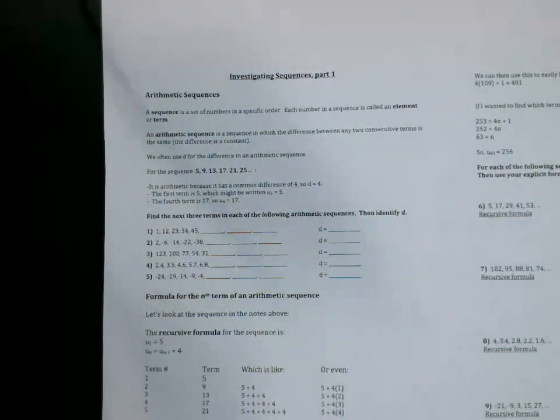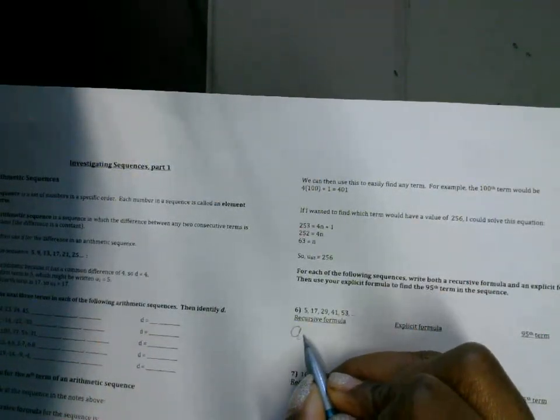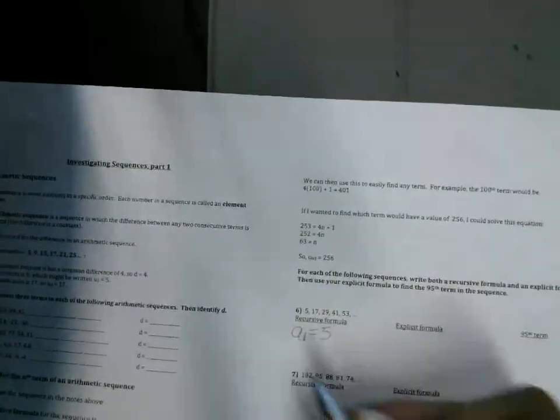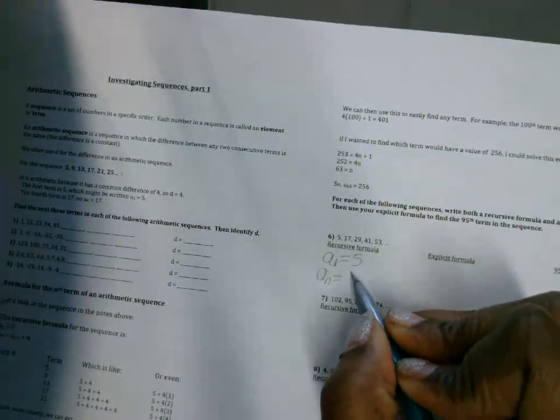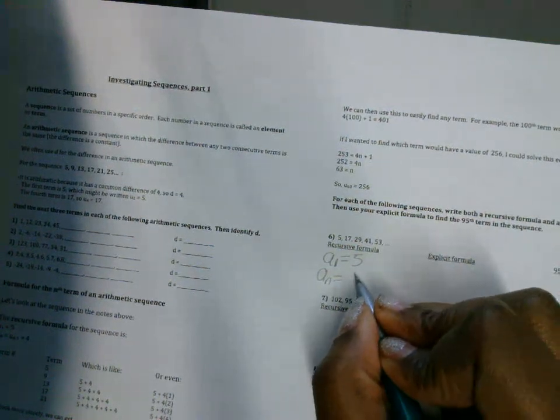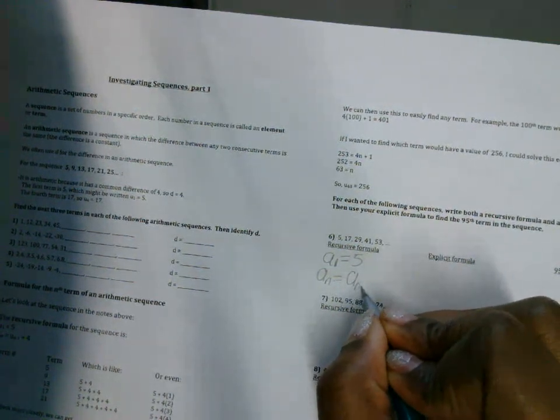All right, so look. Now here, when we're working on recursive for number 6, you can use any letter. A sub 1, the first number, is 5. Then you can use A sub n is equal to, or any letter you want, T, Z, doesn't matter. Whatever letter you use, it's going to be A sub n minus 1.